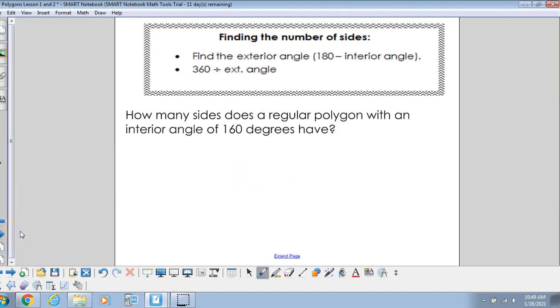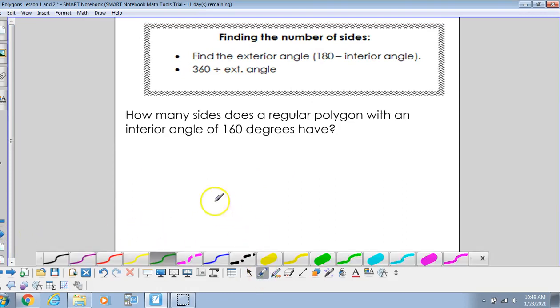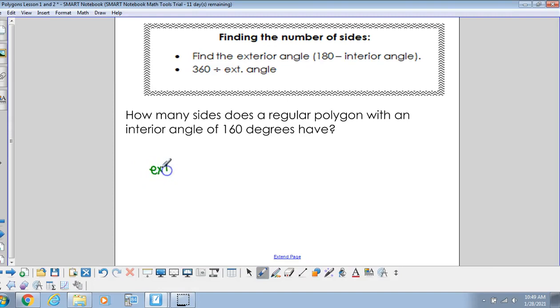For our next problem, how many sides does a regular polygon with an interior angle of 160 degrees have? First, we want to find the exterior angle. If the interior is 160, then the exterior is going to be 20 because they are supplementary. So if our exterior angle is 20, then we do 360 divided by 20. And this figure would have 18 sides. If it's a regular polygon and the interior angle is 160 degrees, it's got 18 sides.